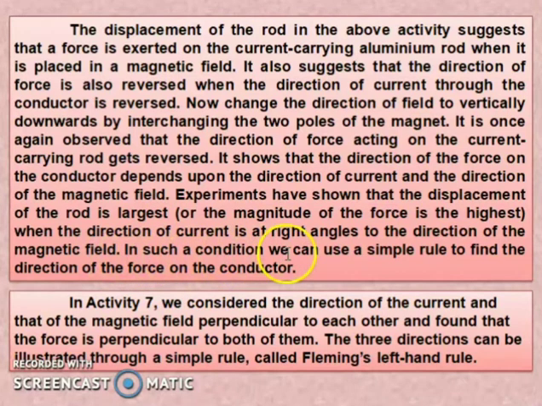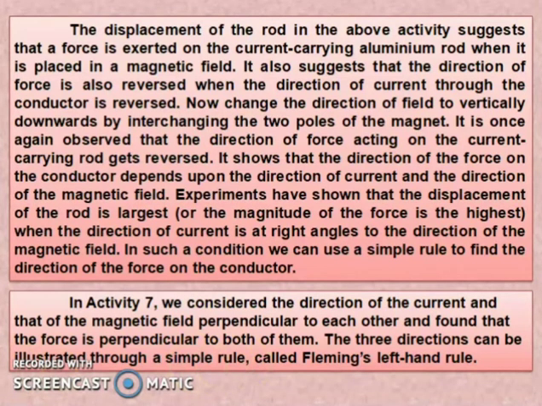In such conditions we can use a simple rule to find the direction of the force on the conductor. In this activity we considered the directions of current and magnetic field perpendicular to each other, and found that the force is perpendicular to both of them. These three directions can be illustrated through a simple rule called Fleming's left-hand rule.